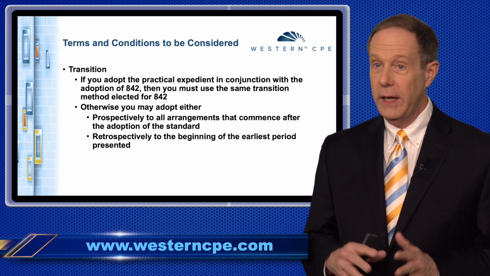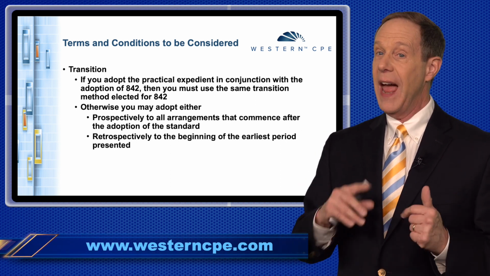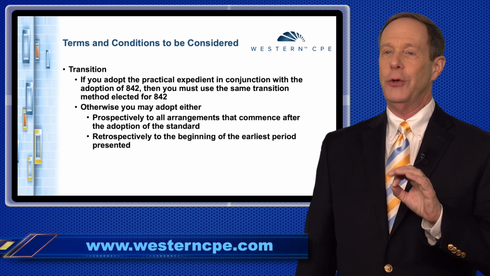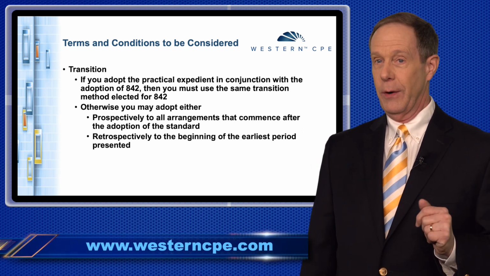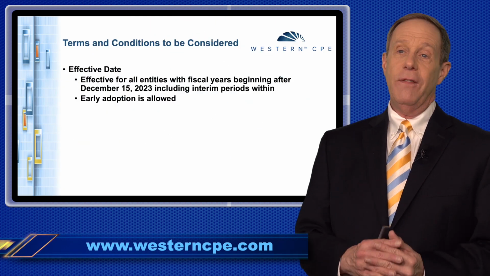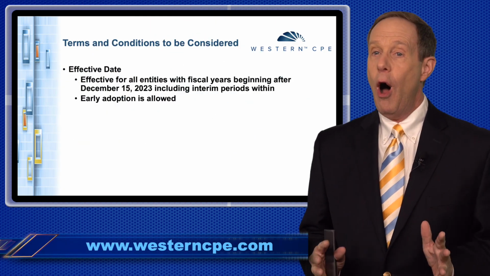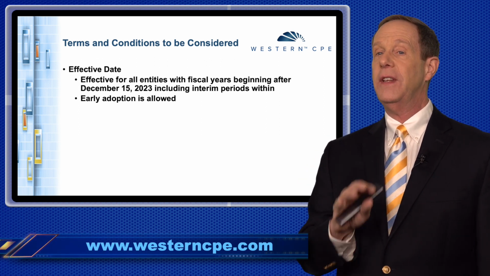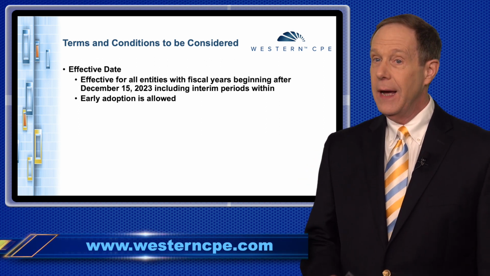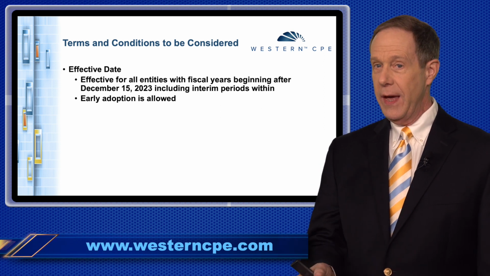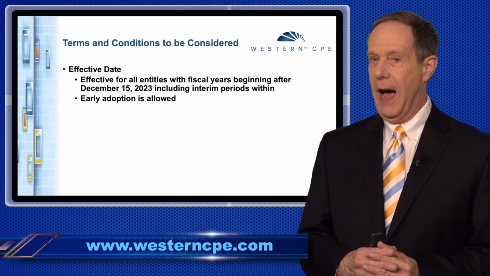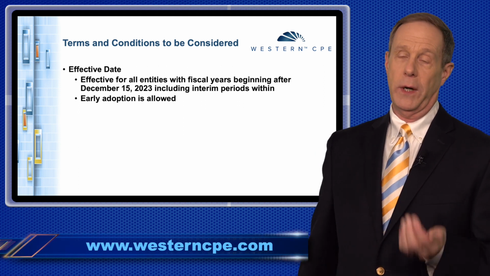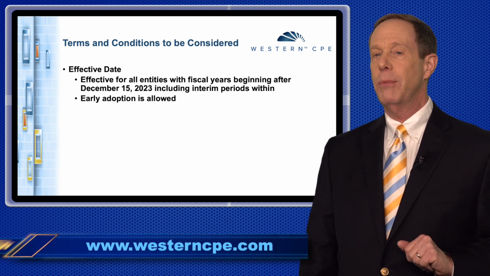First, prospectively to all arrangements that commence after the adoption of the standard, or retrospectively to the beginning of the earliest period presented. Effective date for this is effective for all entities with fiscal years beginning after December 15th of 2023, including interim periods within. And of course, early adoption is allowed. So if you are implementing leases right now for 2022, then in fact, you can put this in place.